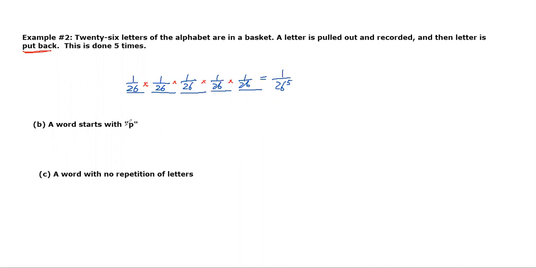And now the next one here is, what is the probability that the word starts with P? So here you say start with P, so that means the first letter is fixed. It's P, right? This word doesn't have to be a meaningful word, it can be just a word. Then you put the P back, correct?